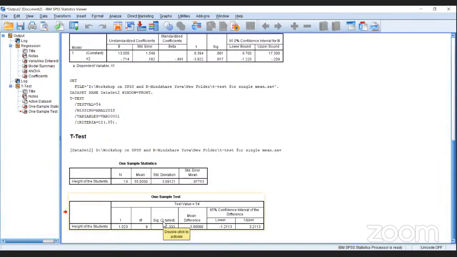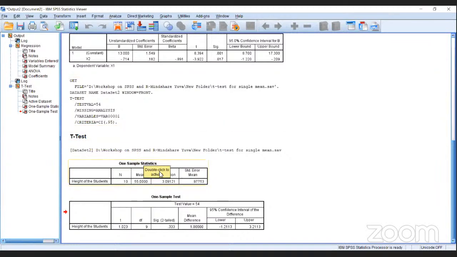Two-tailed means it will consider both tails. Most of the tools will do two-tailed only. Only in specific cases, for those who require it, will they do otherwise, and they will give you that information. For two-tailed, what you can write here is 55 plus or minus 3.09. That means it will go from 52 to 58.